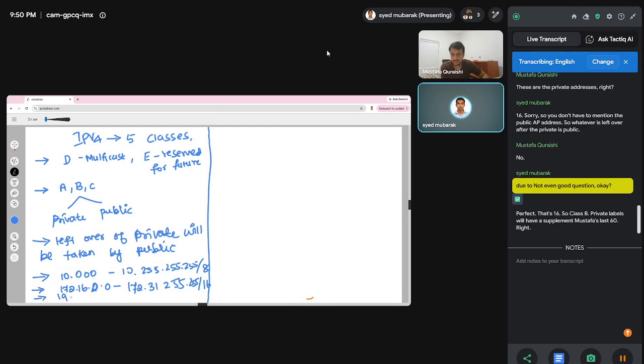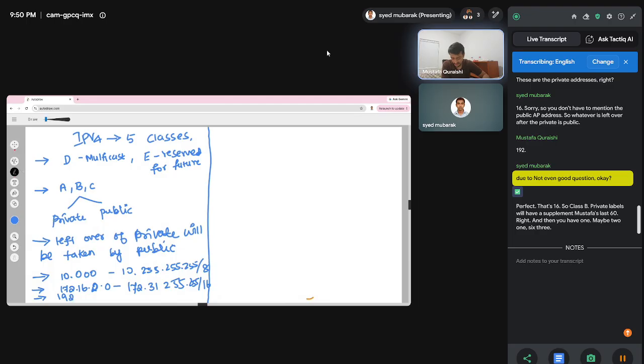And then you have 192.168.0.0, then 192.168.255.255. That is the private IP address range.